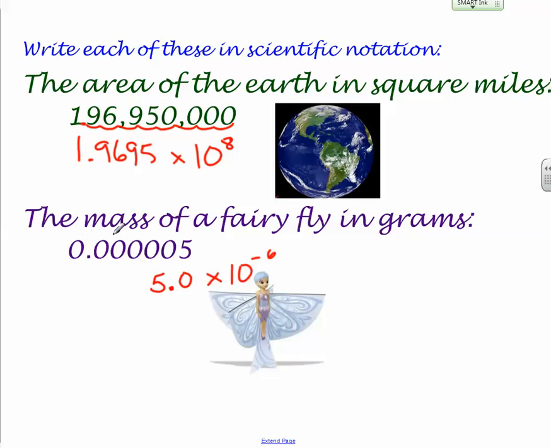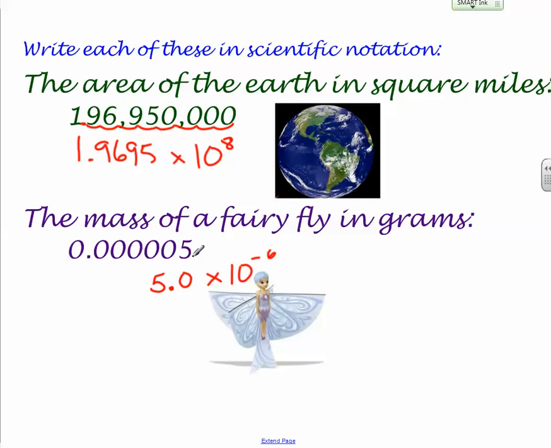Then we have this super teeny tiny fairy fly. It only weighs 5/1,000,000th of a gram. A gram is about the mass of a grape. So to figure out what this is in scientific notation, I have to know that the only place I can put the decimal is after the 5. So I put it here, and I put 5.0 just to be clear that there's nothing in the tens place.